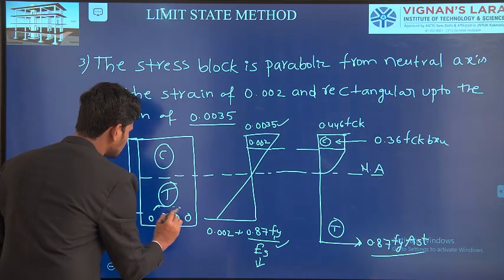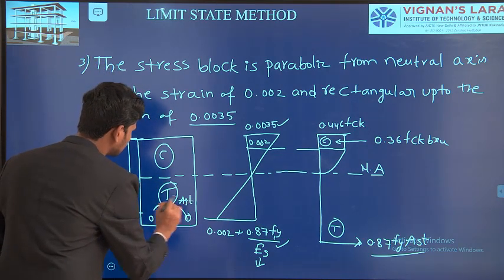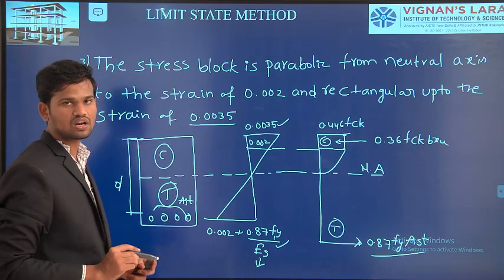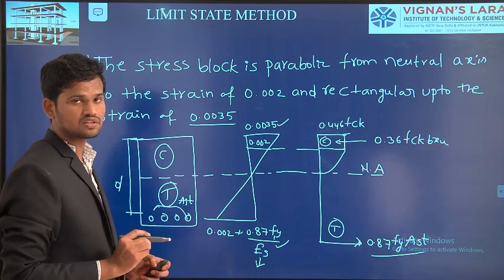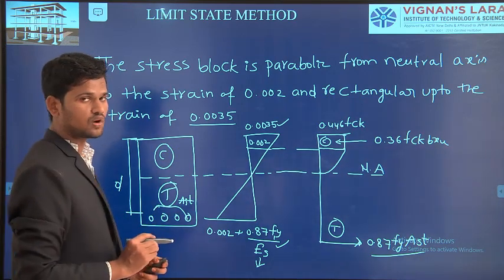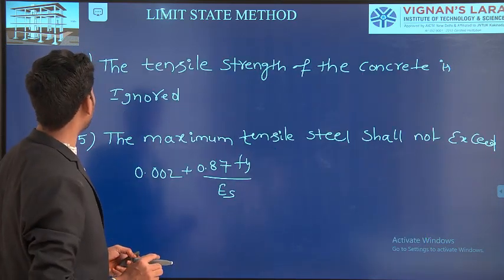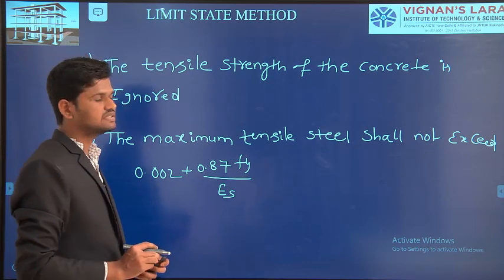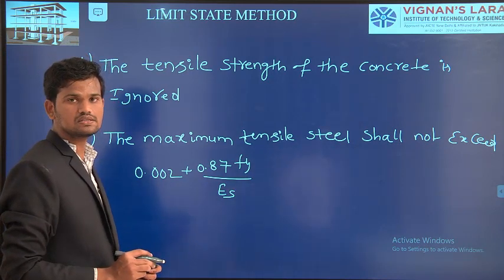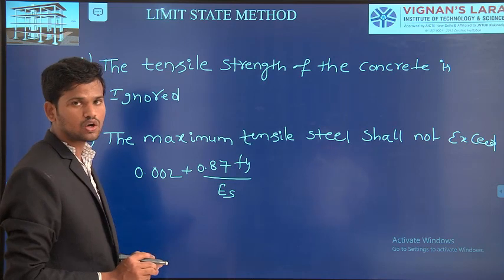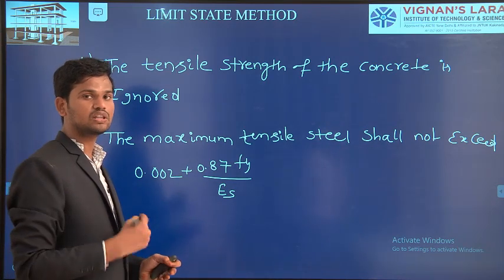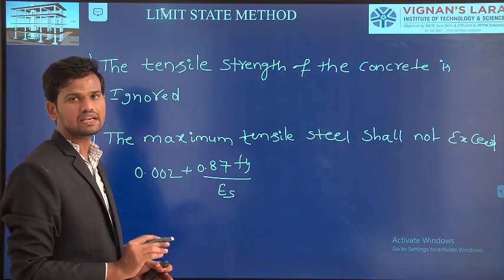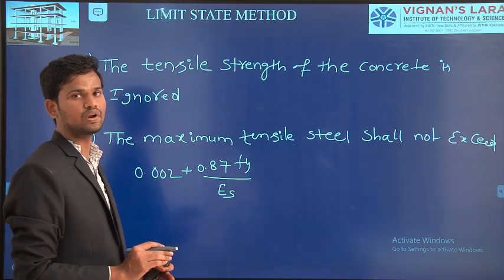Here, these steel bars we call the area of steel. The individual steel bars we call area of steel rods. Up to this is the third assumption of IS 456. And next, the tensile strength of the concrete is ignored. That means the concrete that you introduce in the structural member below the tension zone cannot take any type of loading condition.